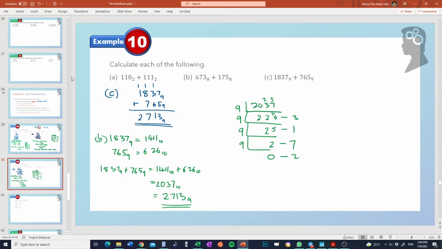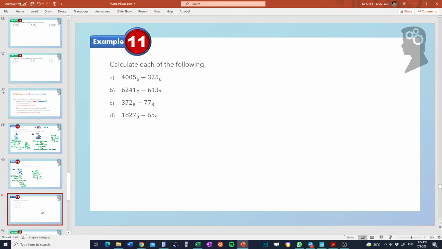Alright. Let's do example 11. I'm going to do only the direct method, okay? Because I think you probably know how to do base conversion already. Because base conversion is the easiest one lah. And you know how to convert to base 10 anyhow. Alright, let's take a look at A.